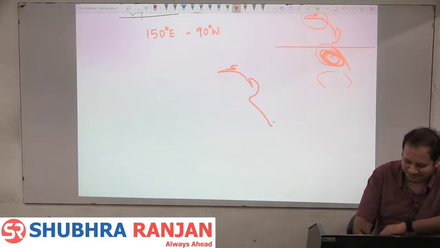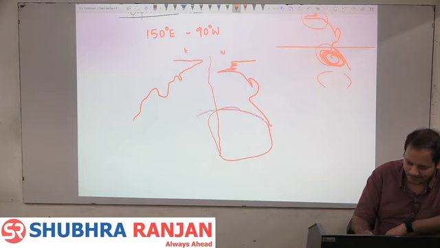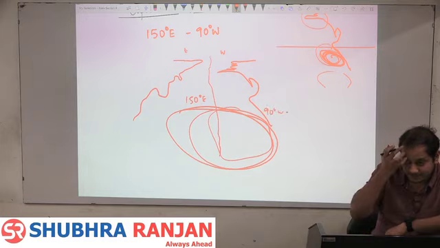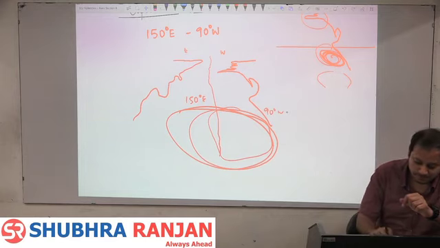Tell me, it is very logical. Yes, 180°. This is east, this is west. So it is happening in this region. Fine, so 150° east to 90° west. This is a very wide region, so there is no mistake here.